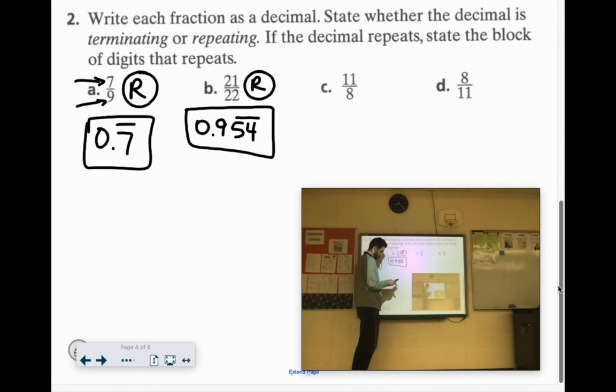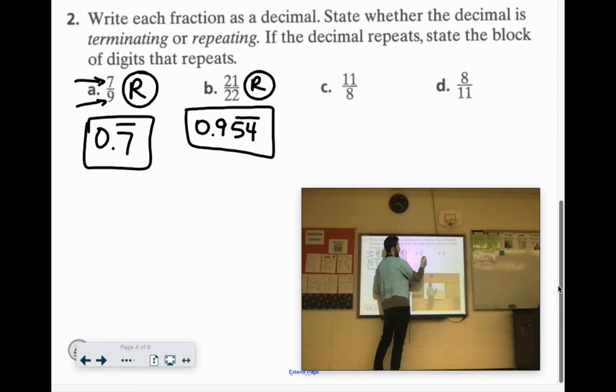11/8 is 1.375. So it ends right there. So it's a terminating decimal. 1.375.